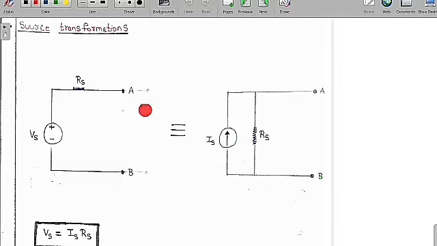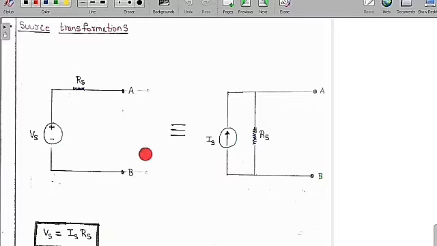So therefore, here the open circuit voltage is equal to Vs, and here also the open circuit voltage should always be equal to Vs. It is open circuit, which means the current here is 0. So whatever the supply current is should go through this RS also. Therefore the voltage is equal to Is into RS, so Vs is equal to Is into RS.